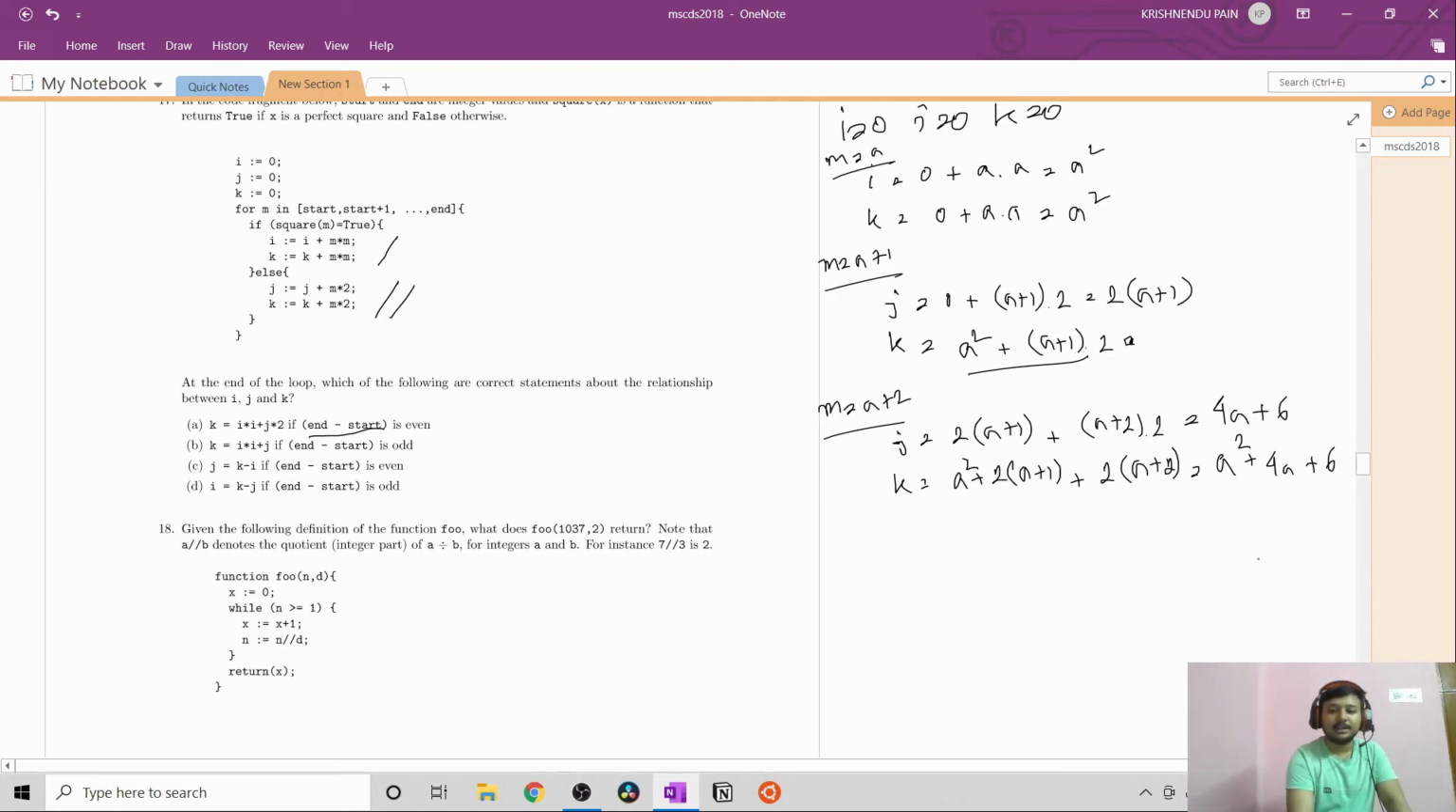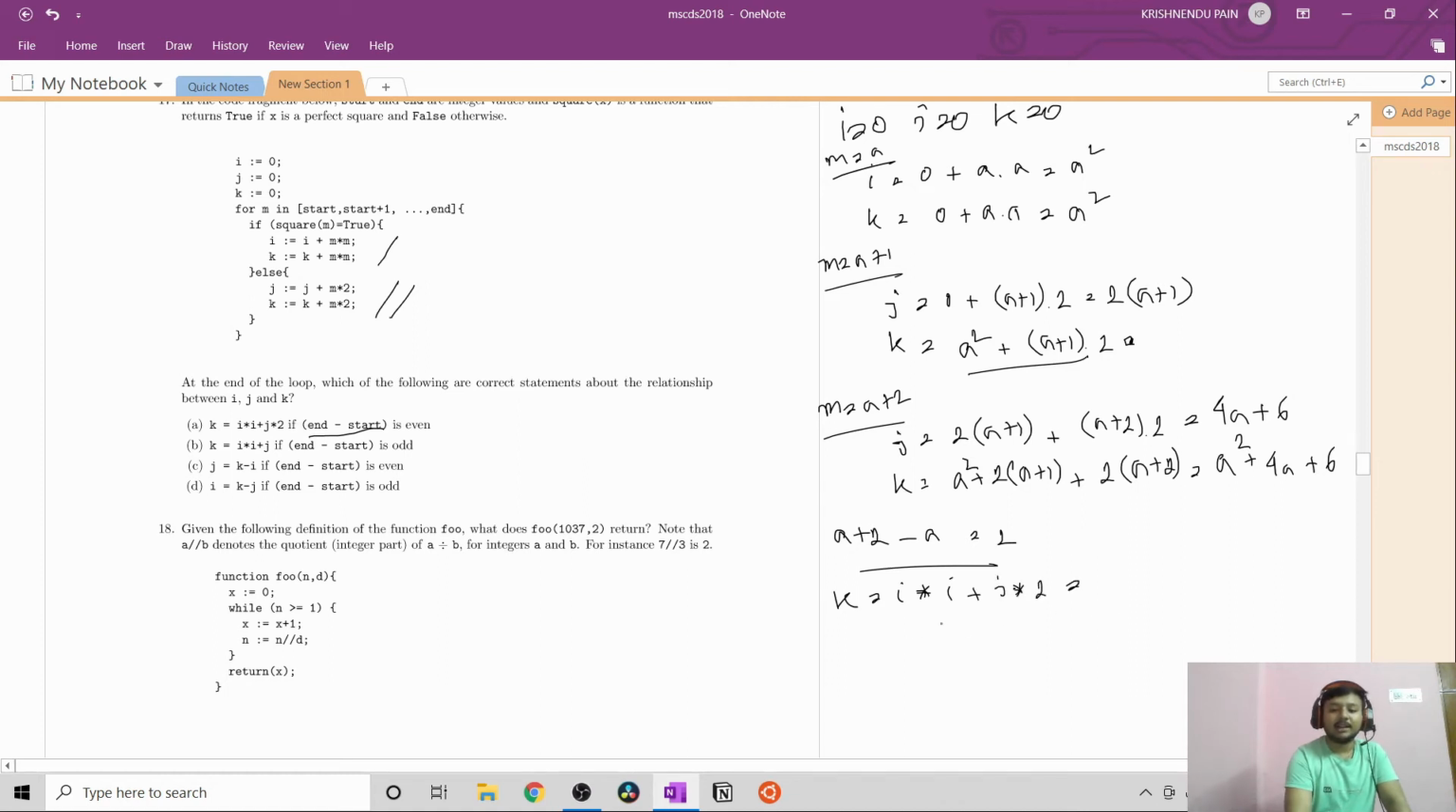Now here, for our example, end is a plus 2 and start is a. So end minus start is even. Yes, that is even, so we will check this. k equal to i into i plus j into 2. Okay, we will check this.